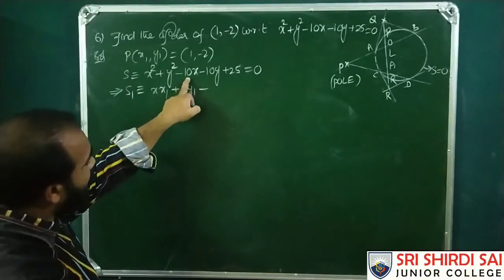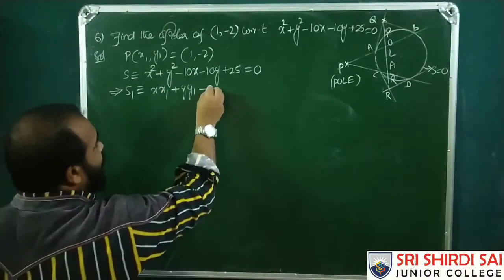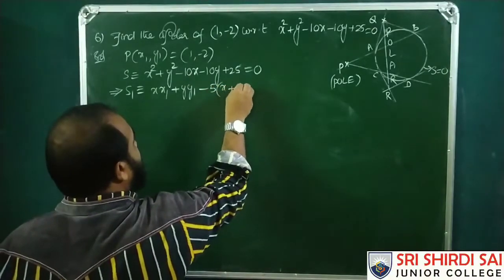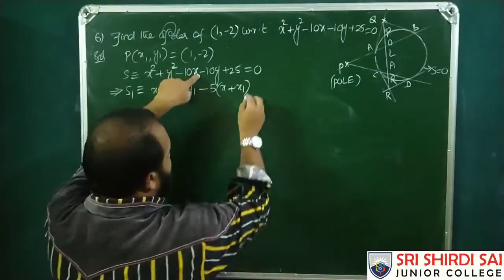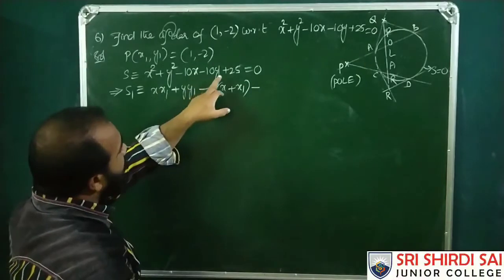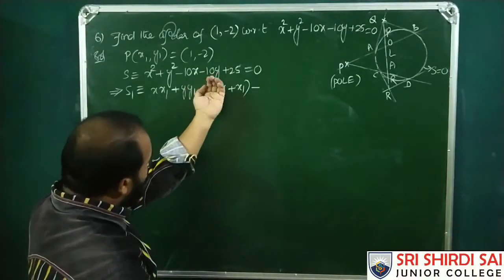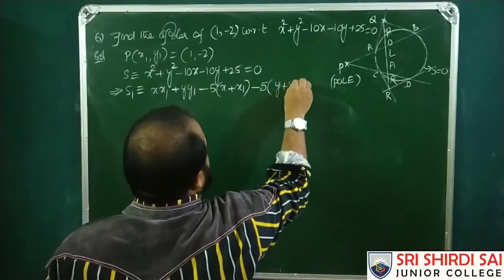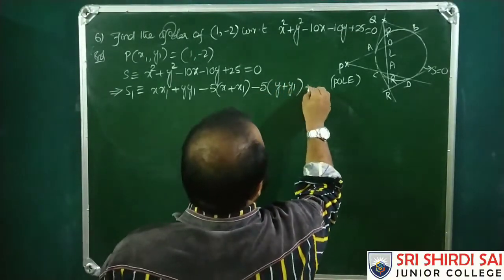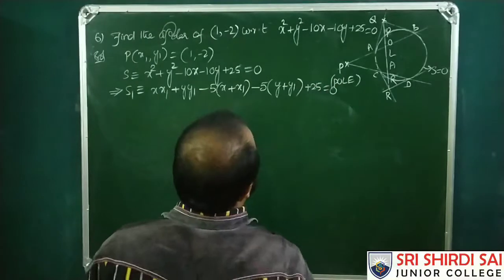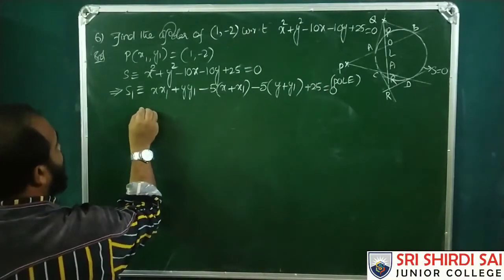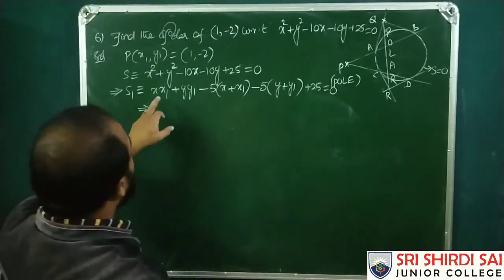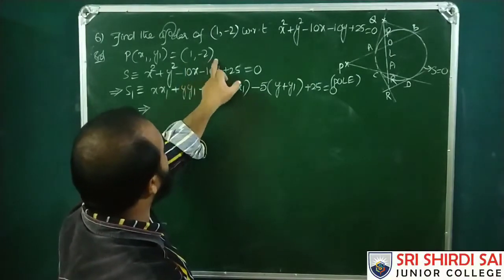The coefficient of x is 10, half of it is 5, so 5 into (x + x1). Minus remains the same. The coefficient of y is 10, half of that, so 5 into (y + y1), plus 25 equals 0. The point x1, y1 is (1, -2).